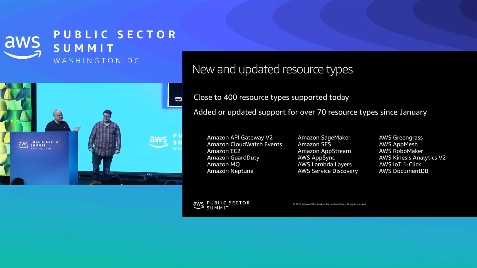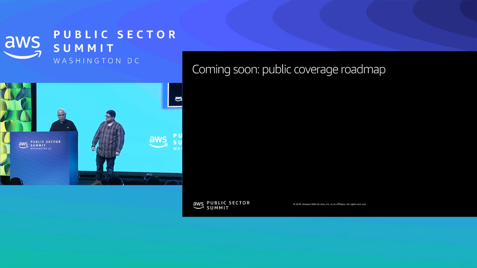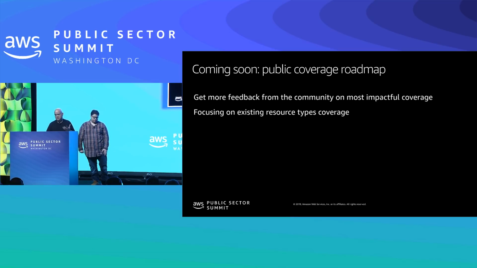So as Dan mentioned, in the last year and a half, we've doubled the number of supported resources, but we're still trying to speed up that process. You'll notice that a lot of these newer services we're releasing either with day one support or very close to day one support, and we're focused on closing that gap as quickly as possible. One of the things that ties to this is we've had a discussion on Reddit for the last couple of months. We're going to come up with a public coverage roadmap. This focuses on coverage, on things that are already existing services and resource types.